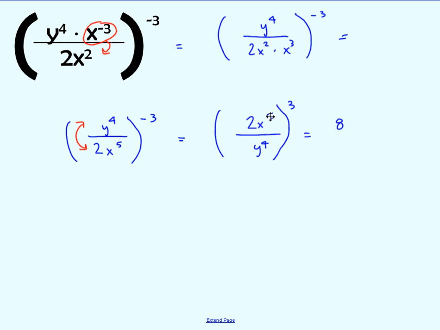X to the fifth to the third is a power raised to a power, so I need to multiply the exponents, so that would be x to the 15th. Same thing here, I have a power raised to a power, so this would be y to the 12th. So this entire thing simplifies to 8x to the 15th over y to the 12th.